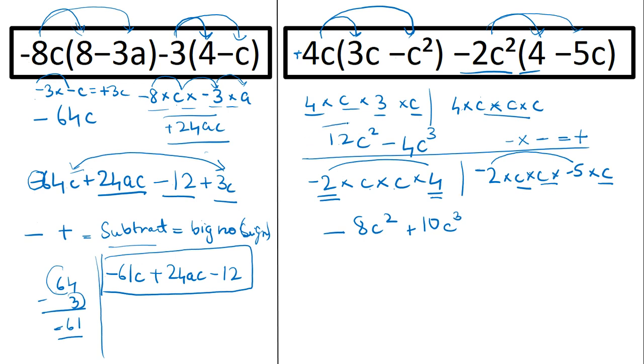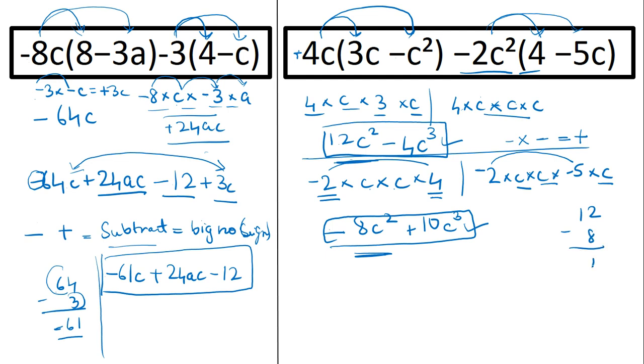Now, these are my two chunks, that is 12c squared minus 4c cubed, and then minus 8c squared plus 10c cubed. Now, in these two chunks, I got to figure out my like terms. So my c squared is going to be my like term with the other c squared, and my c cubed is the like term with the 10c cubed, which means I can add and subtract my like terms. So now I have 12c squared minus 8c squared. So I'm going to be doing 12 minus 8. That gives me 4, and then c squared just comes the way it is.